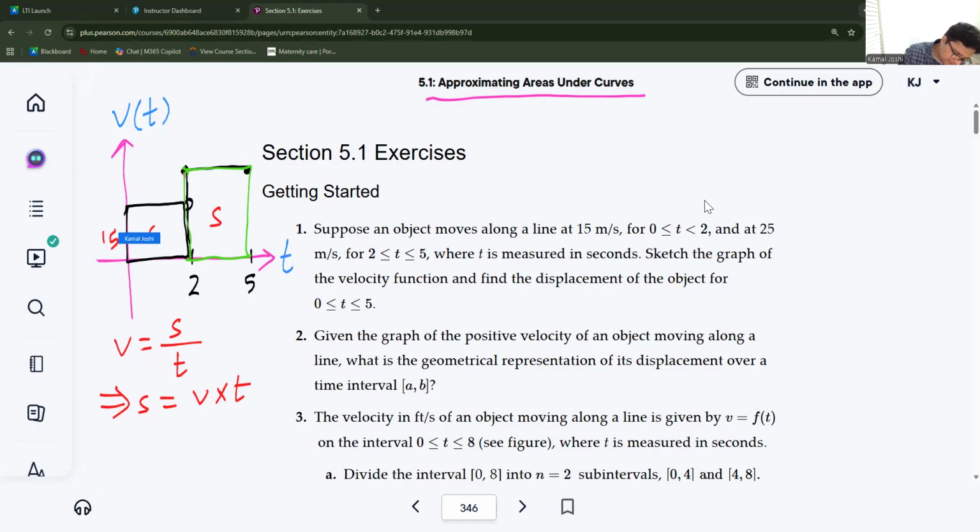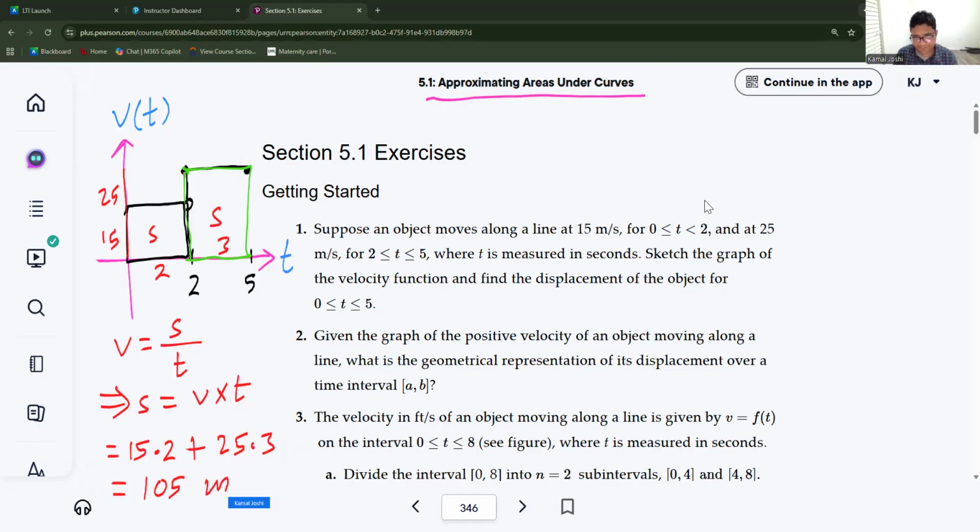This is 15 and this is 25. So your answer in this case will be 15 times 2, because the length of this interval is 2, plus 25 times the length of the other interval, which is 3. 75 plus 30, 105 meters. The unit is meters. Now, the next problem.